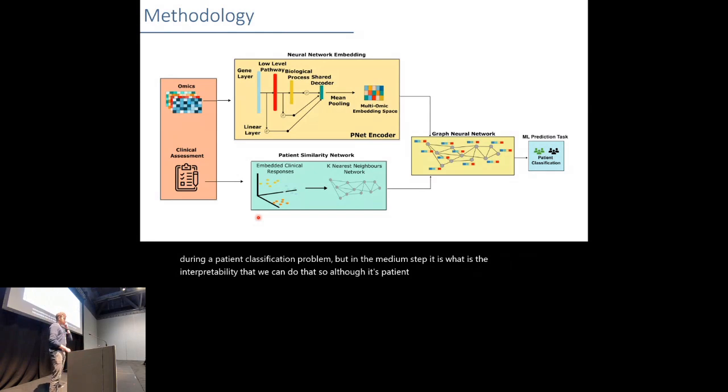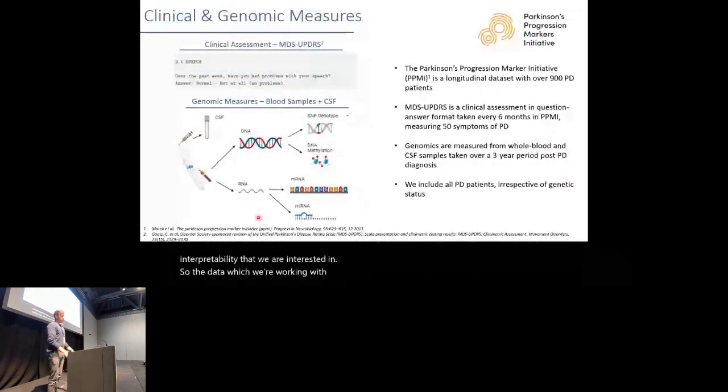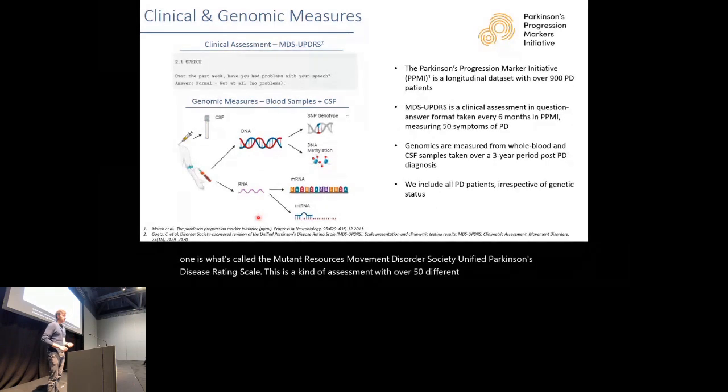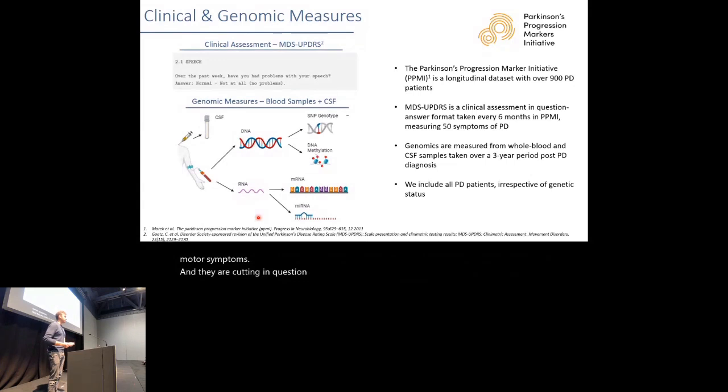So for the data we're working with, there are numerous clinical assessments for Parkinson's disease. The most common and largest one is the Movement Disorder Society Unified Parkinson's Disease Rating Scale. This is a clinical assessment with over 50 different questions. There are 4 different parts. In this work, we focused on the 2 main parts, part 2 and part 3, because they cover the most symptoms, both non-motor and motor, and they are in question-answer based pairs. That's really nice and intuitive for LLMs to be able to embed them in that way.